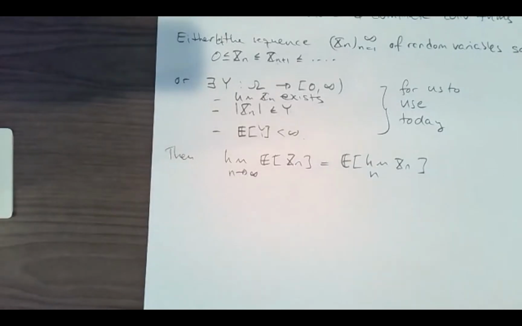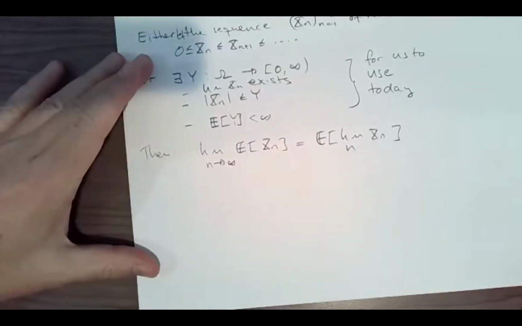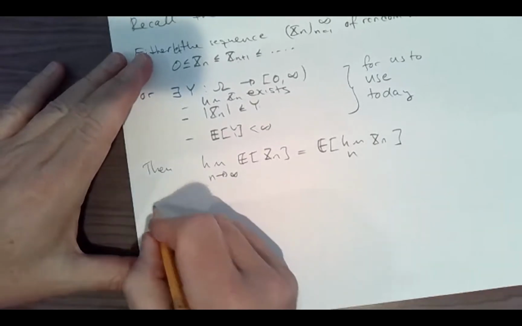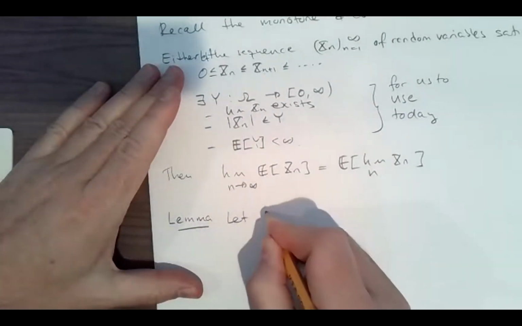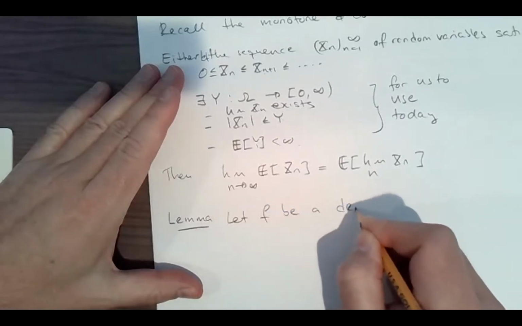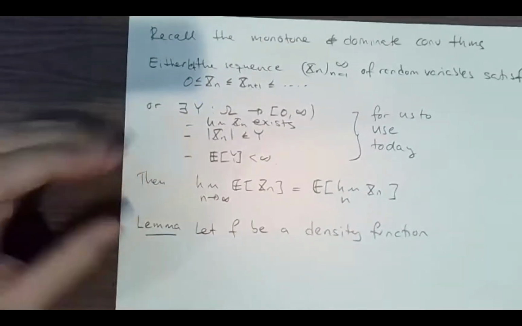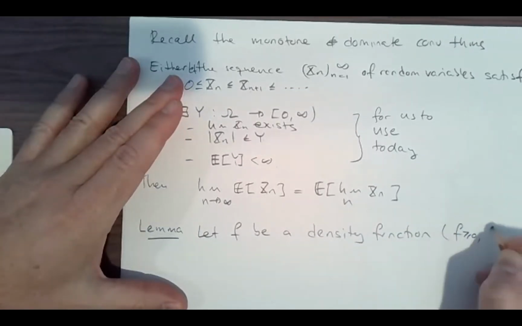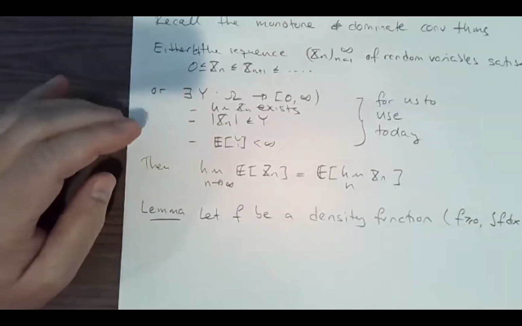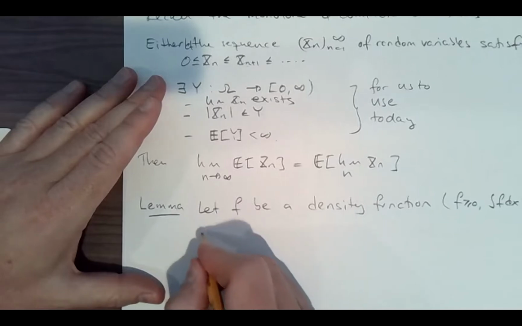And let me give you one example of how one could use the dominated convergence theorem in the context of a characteristic function. Let's do a lemma. Let f be a density function. So what does that mean? It's positive and when you integrate it, you get one. And then we look at the characteristic function corresponding to the distribution that has f as its density. Let's call that characteristic function phi of t.